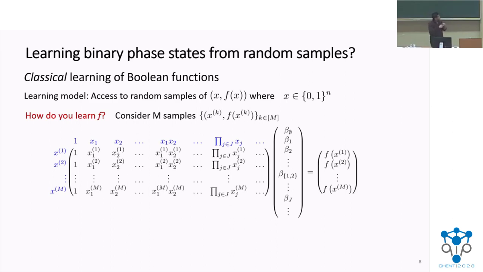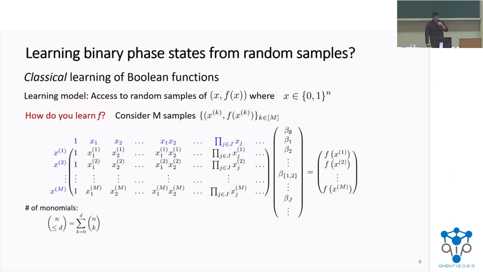On the left-hand side, in this big matrix, each column corresponds to a different monomial that might be there in our polynomial, monomials of the form 1, x1, x1 x2, and so on. The different rows correspond to the different samples that you have, so the elements are essentially evaluations of these monomials under these samples. And this is the vector of coefficients of the function that you want to learn, and these are the function evaluations.